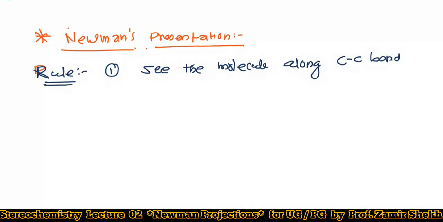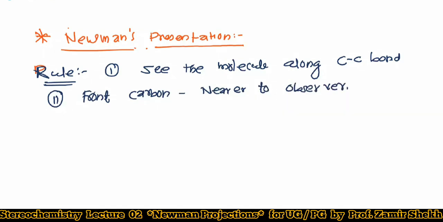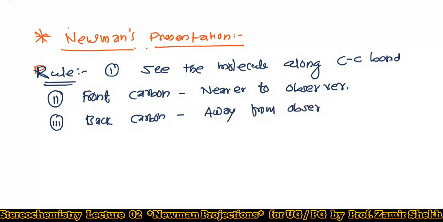So the second rule is what? The carbon which is nearer to the observer is called the front carbon. Front carbon means the carbon which is nearer to the observer. And the back carbon means it is away from the observer.